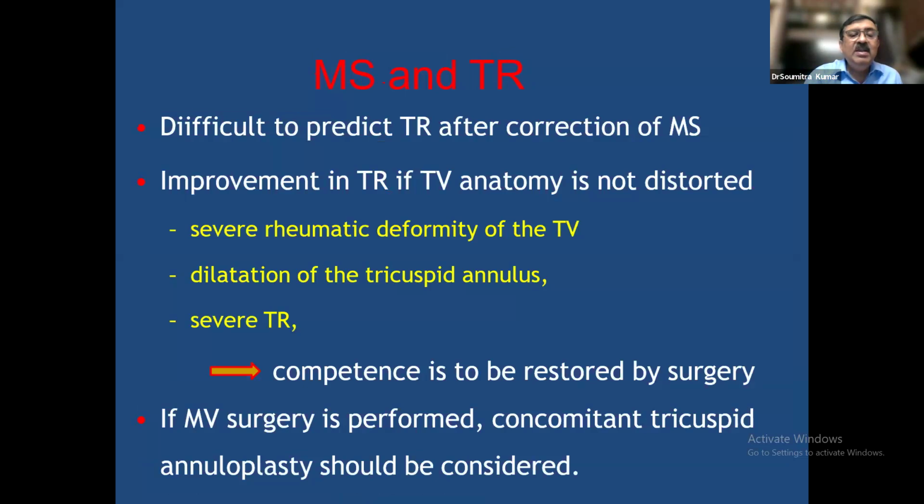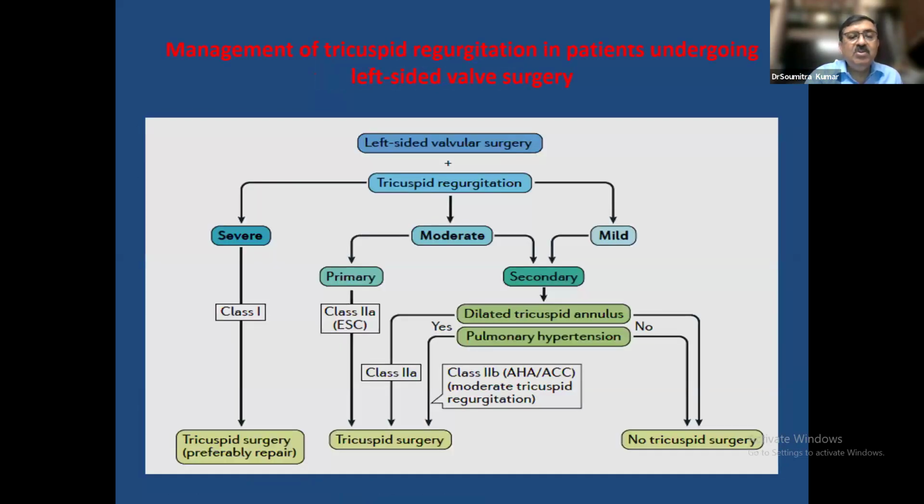MS and TR is the other combination, a very common combination, and we always look at whether it is a primary TR or a secondary TR, to decide whether we are going to do something about the TR. We look at the annular dilatation, whether competence can be restored by the left-sided surgery, or we need to do something for the tricuspid valve annulus also. So this is how we proceed.